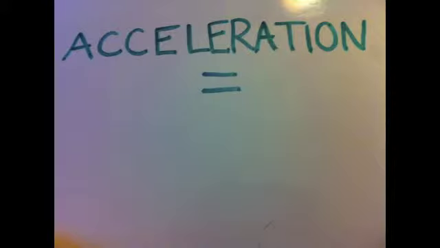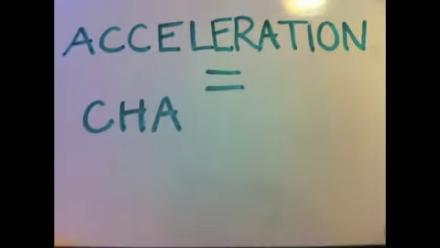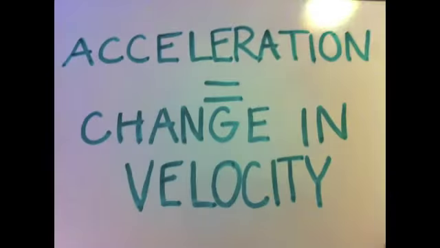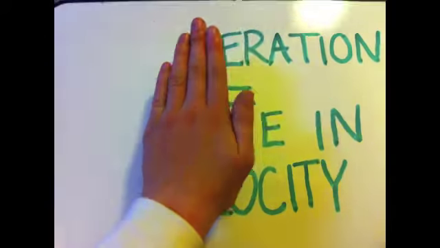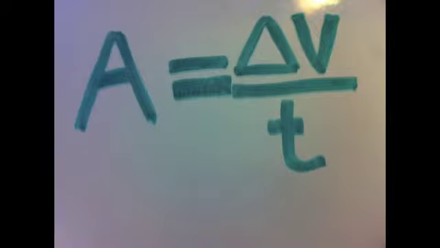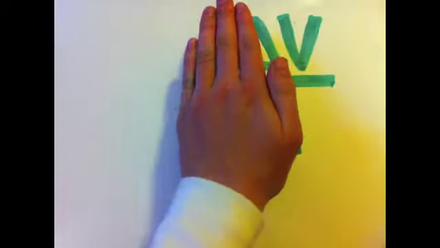But what is acceleration? Acceleration is any change in velocity. The equation for acceleration is a equals change in v over t. This means a equals final velocity minus initial velocity over the time. Let's do an example.